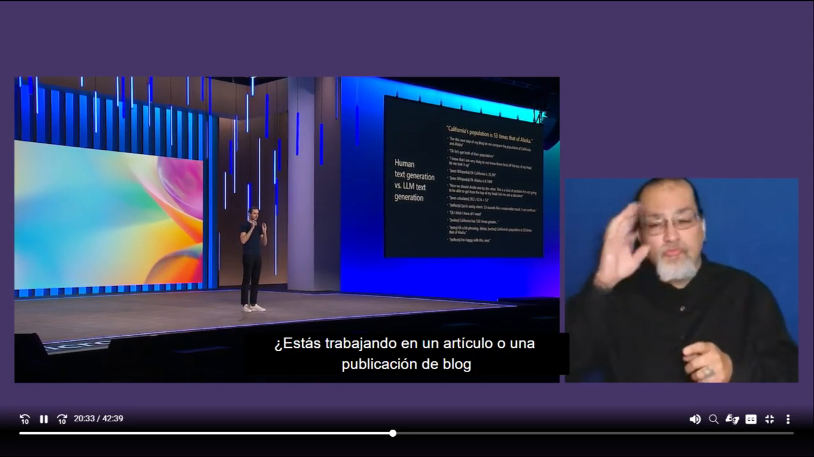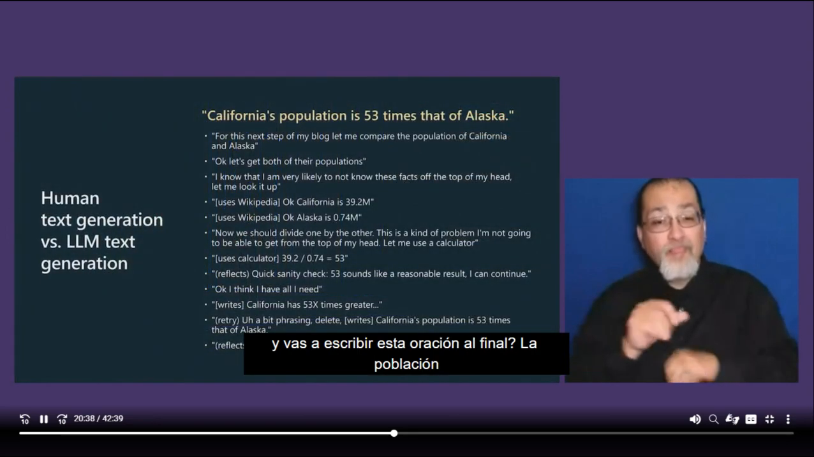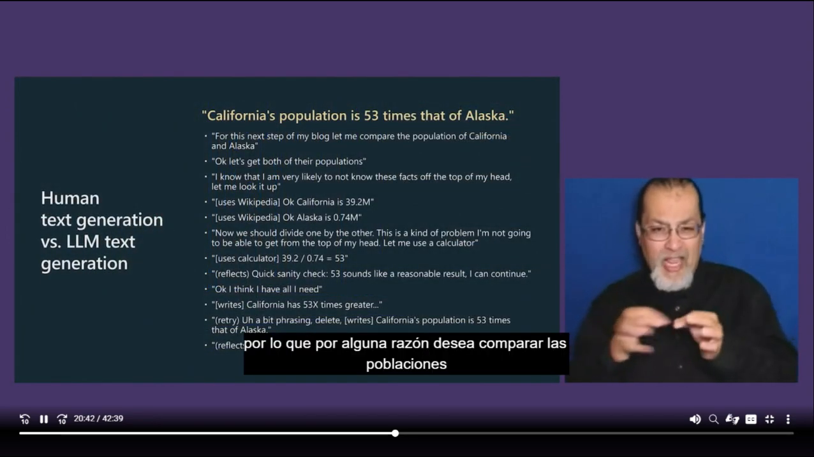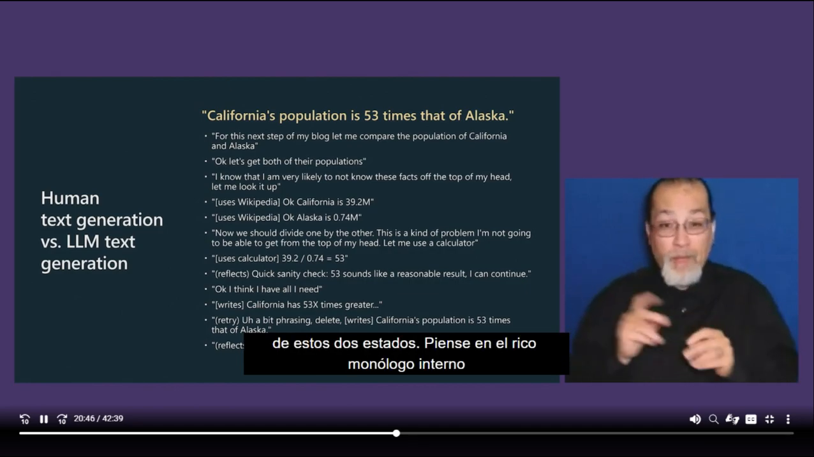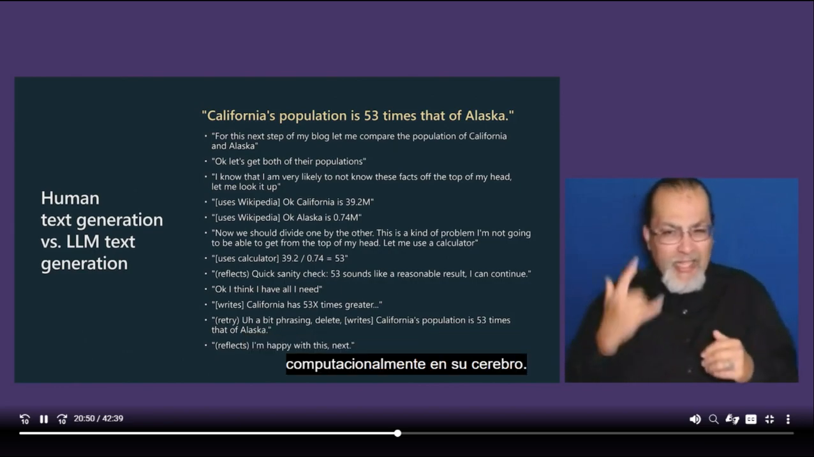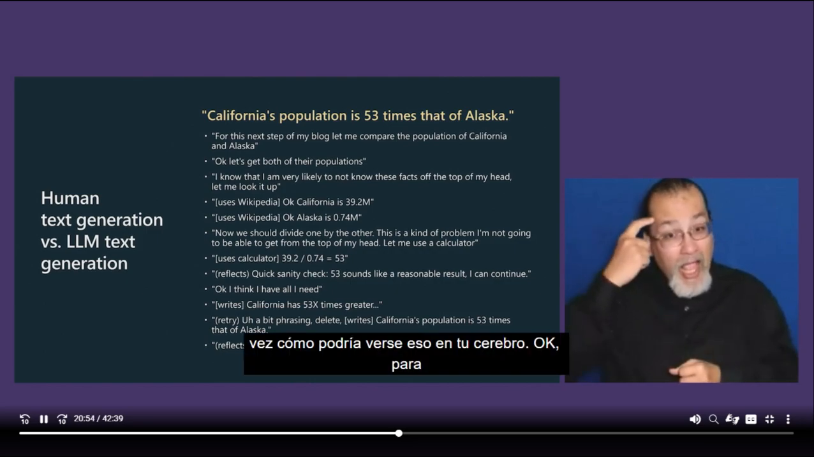Let's say that you are working on an article or a blog post, and you're going to write this sentence at the end: California's population is 53 times that of Alaska. So for some reason, you want to compare the populations of these 2 states. Think about the rich internal monologue and tool use and how much work actually goes computationally in your brain to generate this one final sentence. So here's maybe what that could look like in your brain.